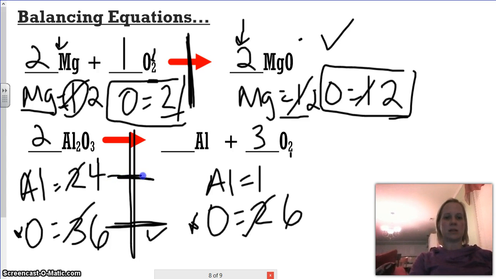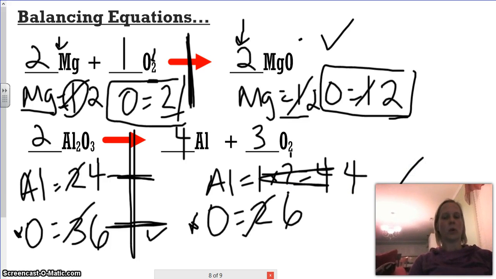I've got to balance these guys. Well, what times 1 gives me 4? 4. So now my numbers over here, I've got 4 and 6 and 4 and 6. This is a balanced equation.